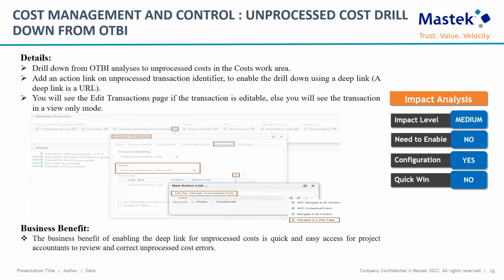But now, due to this new feature, we can add deep link to unprocessed transaction number and open that transaction from the OTBI report itself by just a click, and the transaction will be open to view or edit from the same page. This makes the work much easier and faster, and there is no need to copy details and find it in the manage cost page.